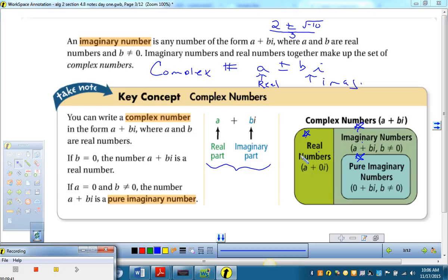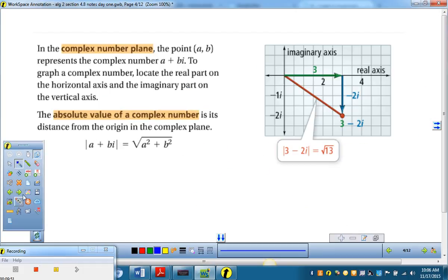All right, so they took our classification of a plus bi a little bit further, and they said, well, if b is 0, and I don't have any imaginary part, and I only have the real part, so real numbers are when b equals 0. Imaginary numbers are when we have an a and a b, and b does not equal 0. So we have something like 2 plus 3i. And then pure imaginary numbers would be if the a equals 0, which means we have no real parts, and we only have the imaginary. Okay? All right, let's see what we're going to do with these.